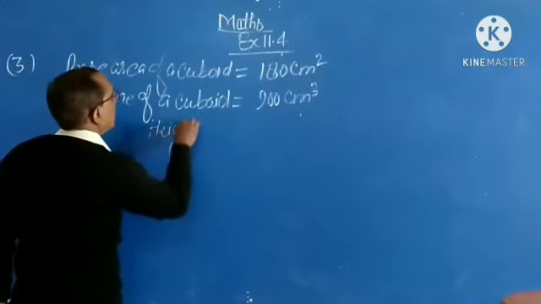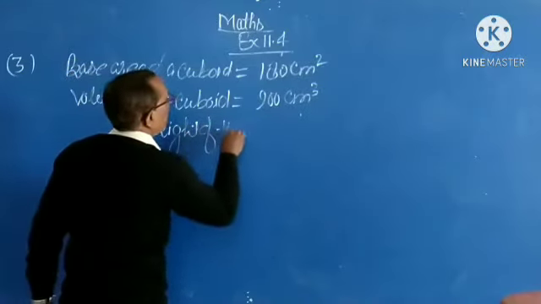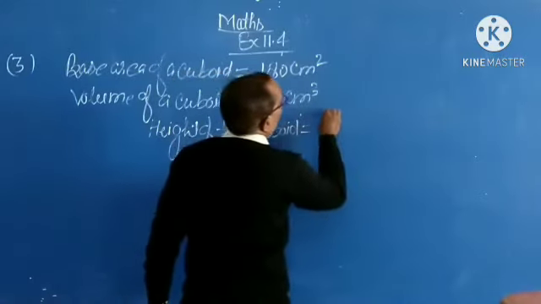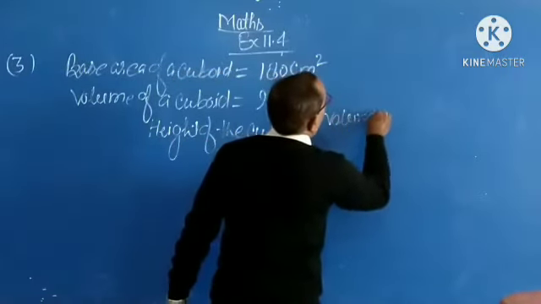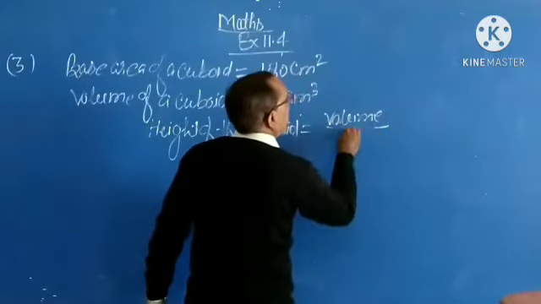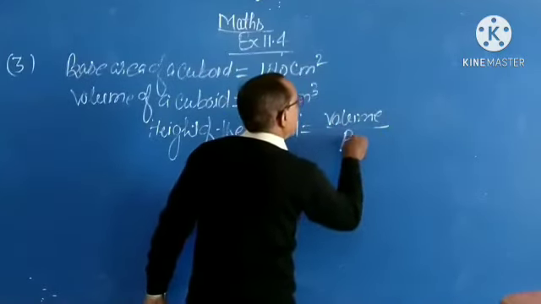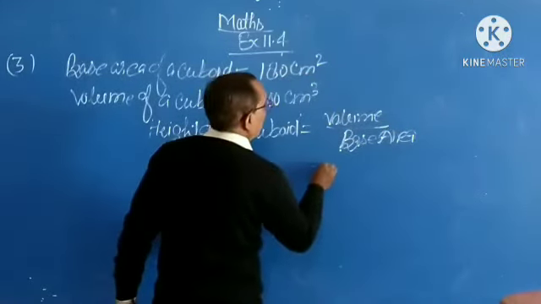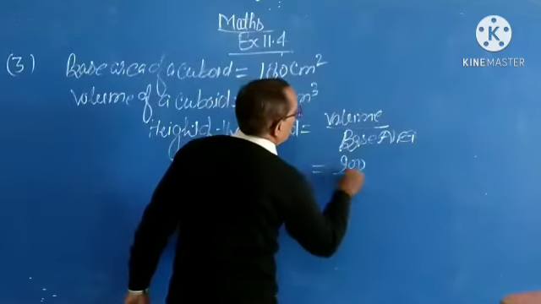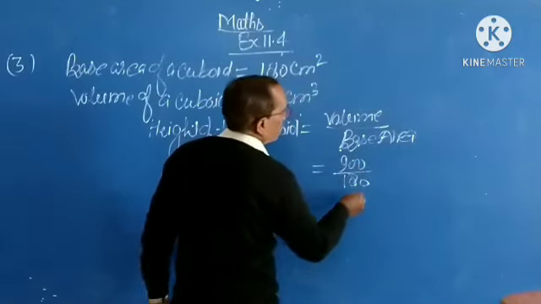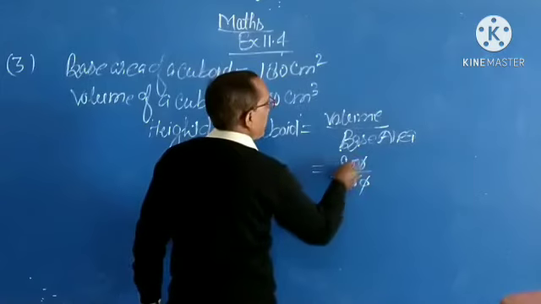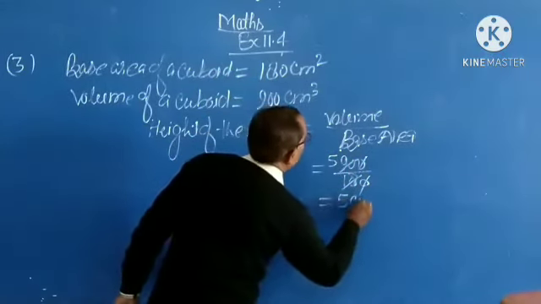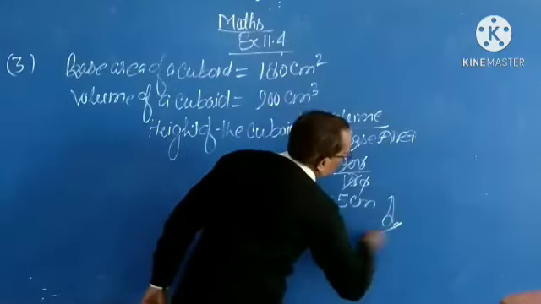Height of the cuboid is equal to volume upon base area. You get 900 upon 180. 0 is cancelled here. 18 5s means 5 centimeter. It is your answer.